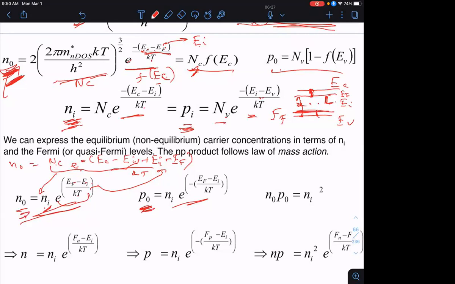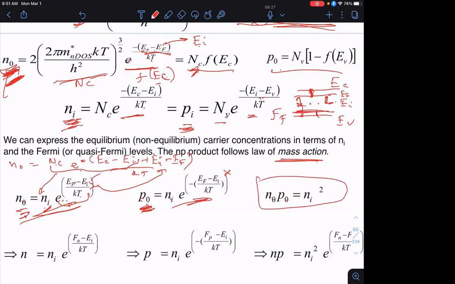relationship. What do I get if I take the product of N naught times P naught? Well, multiply the right-hand sides. I get Ni times Ni squared. And how about the exponents? Well, for the first one, I get e to the power EF minus EI over KT. Well, for the holes, I get minus EF minus EI over KT. So when I take the product of the two, you find that this exponent will cancel with this exponent. And all that I'll be left with is N naught P naught equals Ni squared. That is a very useful relationship.